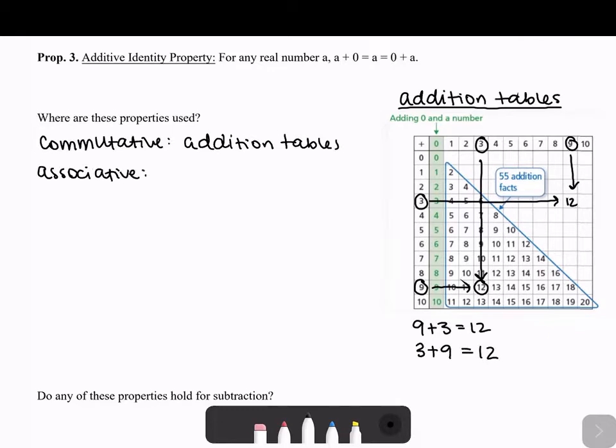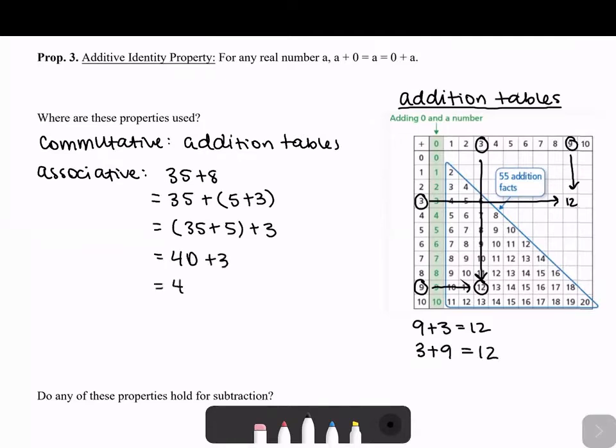For example, if we were doing 35 plus 8, we know that that's equal to 35 plus, and then 8 is 5 plus 3. Because we can reassociate our addition, we can now do 35 plus 5 plus 3. And 35 plus 5 is a lot easier to do, if we know our multiples of 5. So this becomes 40 plus 3, which is 43.